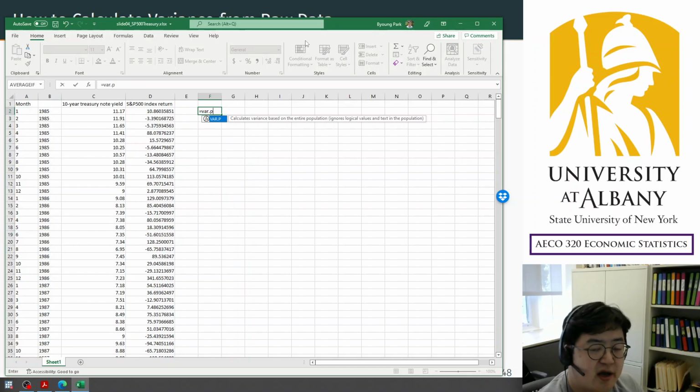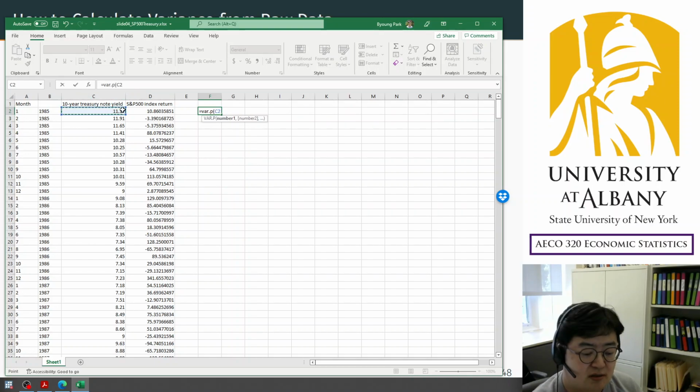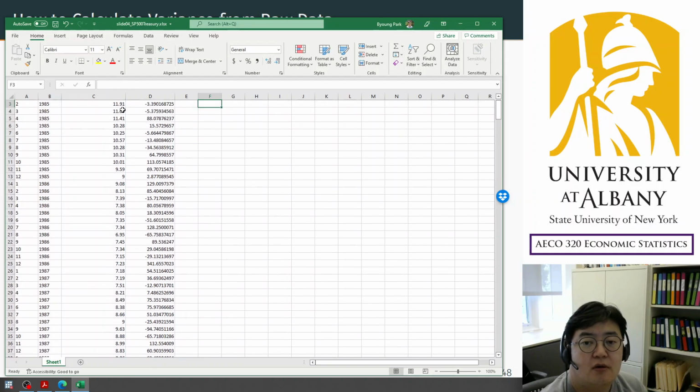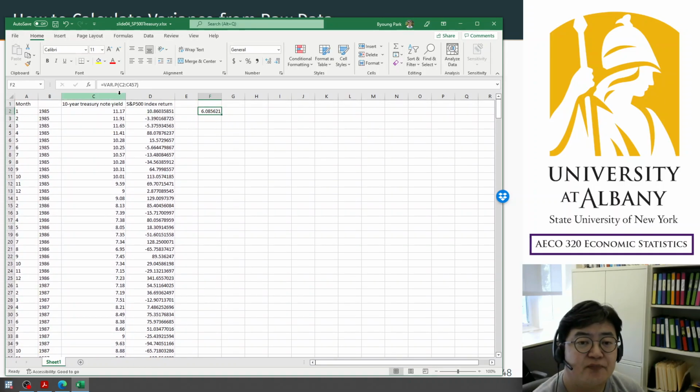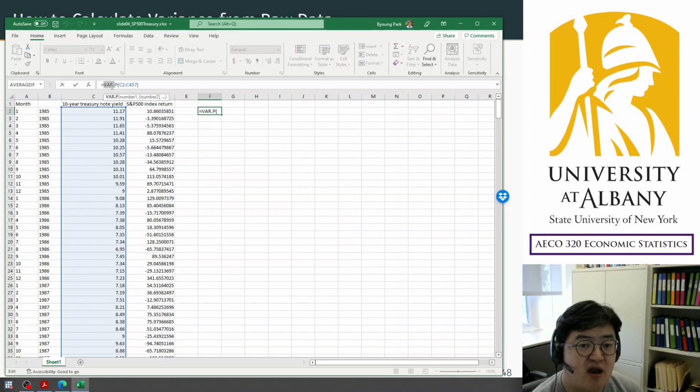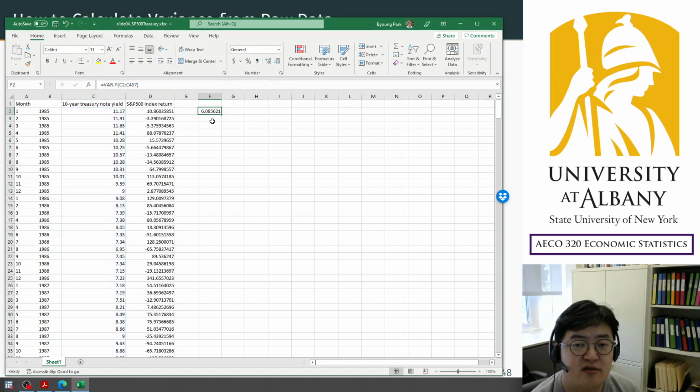These two are variance formulas, and P stands for population, and S stands for sample. So let me just try what happened. I used the population variance formula, VAR.P, and I entered the Treasury note yield. Then you see the variance is 6.085. That is the population variance of the Treasury note.